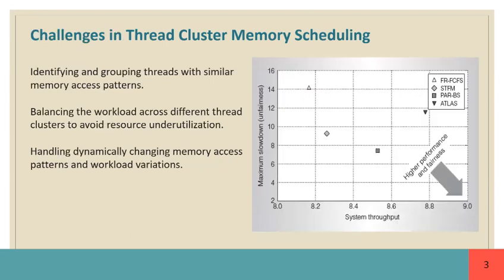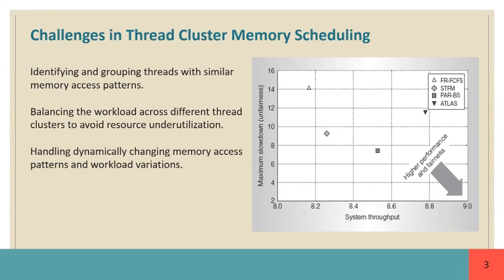There are challenges in TCM, which is thread cluster memory scheduling, which identifies and groups threads with similar memory access patterns, balancing the workload across the different thread clusters to avoid resource underutilization. As we can see in the picture of the challenges, the maximum slowdown and fairness is less compared to the system thread.